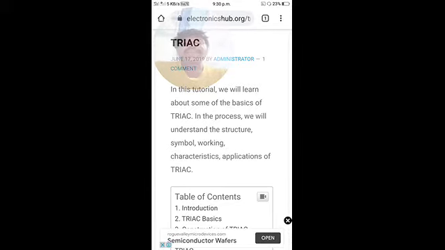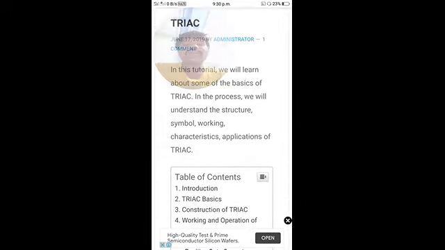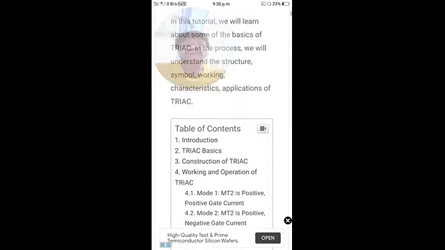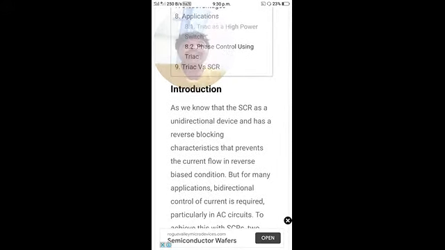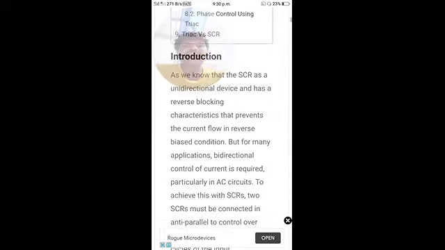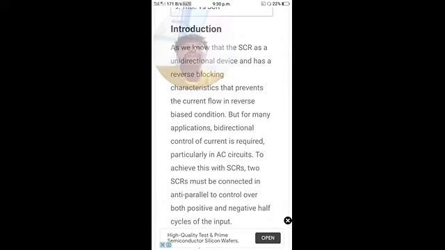That is, one SCR will conduct the current in one direction, and the other SCR will allow the current in the opposite direction, so that it is able to conduct the current in the two directions. So triac is nothing but two SCRs connected in anti-parallel direction with a common gate.